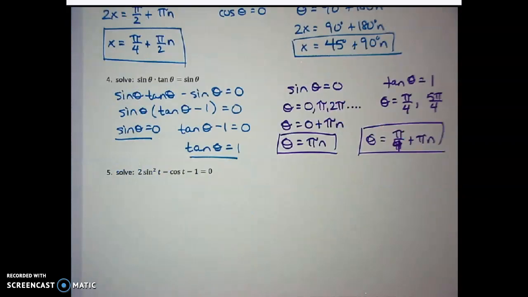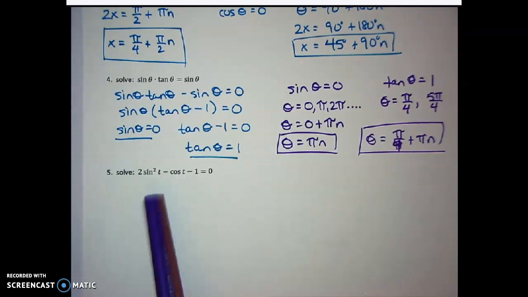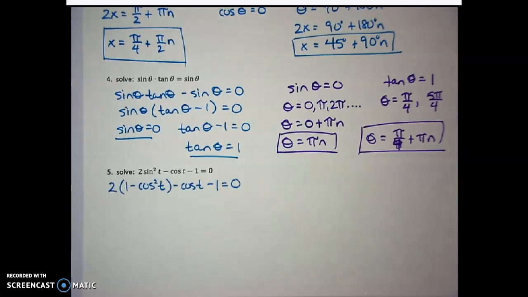Problem number 5. Trying to factor this problem would be trying to factor something with a y squared and an x. We can't really do that. So what trig identity can we use to get rid of that sine squared? We can replace sine squared with the Pythagorean identity, which is 1 minus the cosine squared. And then we're going to distribute and combine our like terms.